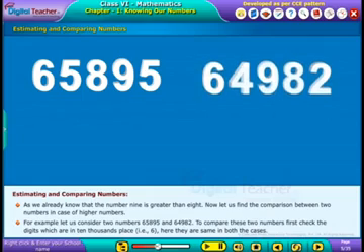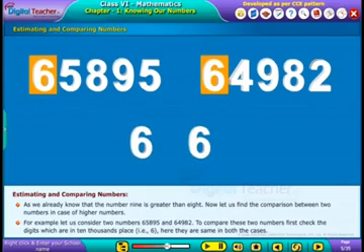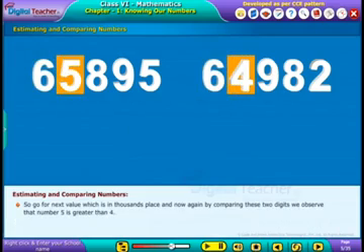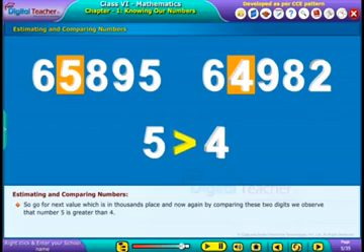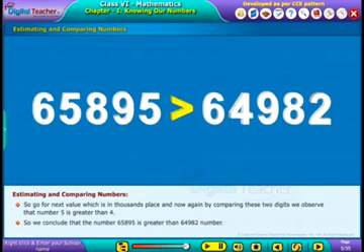65895 and 64982. To compare these two numbers, first check the digits which are in 10,000s place, that is 6. Here they are same in both the cases. So go for next value which is in thousands place, and now again by comparing these two digits, we observe that the number 5 is greater than 4. So we conclude that the number 65895 is greater than 64982.